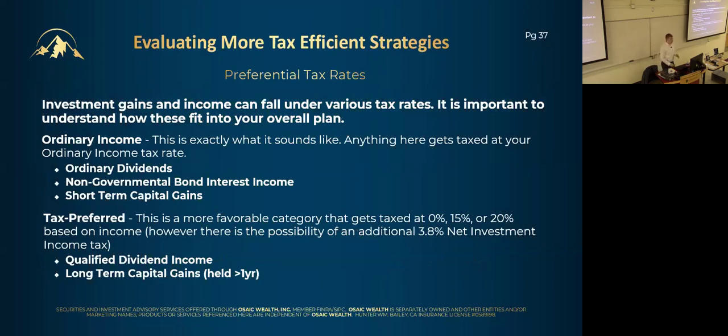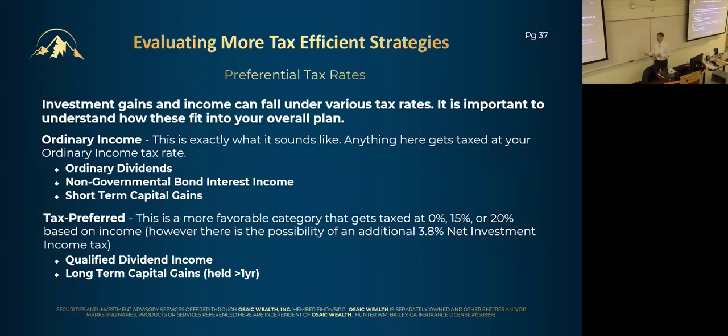So investment gains, we've got some preferential tax rates, and investment gains and income can fall under various tax rates. So it's important to understand how each of these are going to fit into your plan as a whole. So we've got pretty much our two categories that we're looking at, which will be ordinary income taxes as well as tax preferred sort of tax rates.